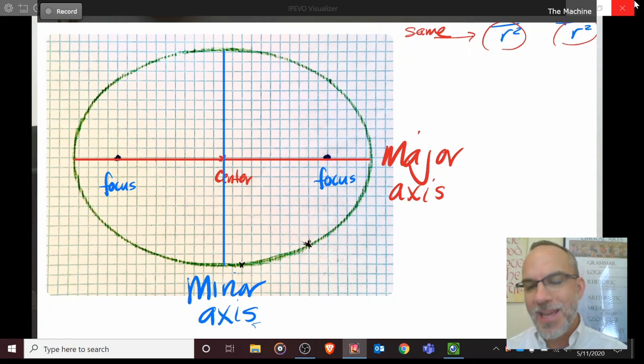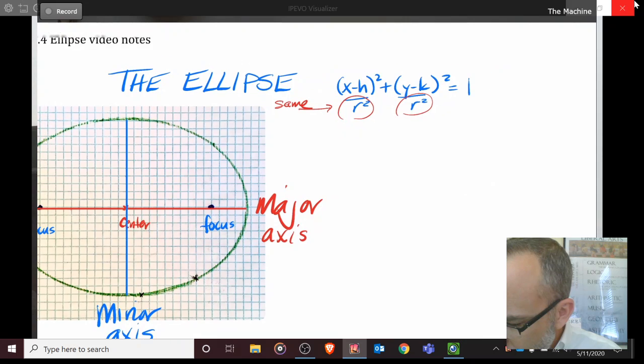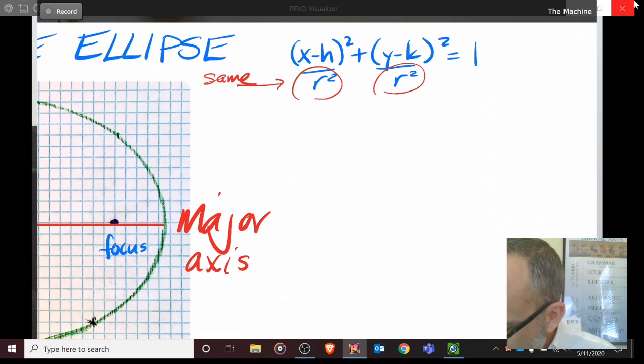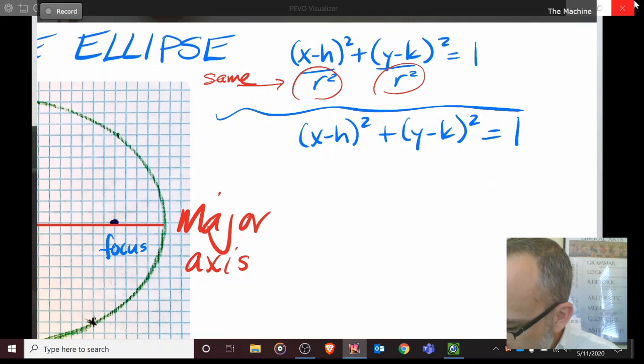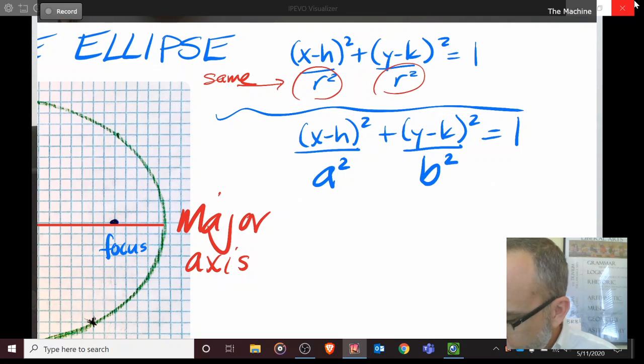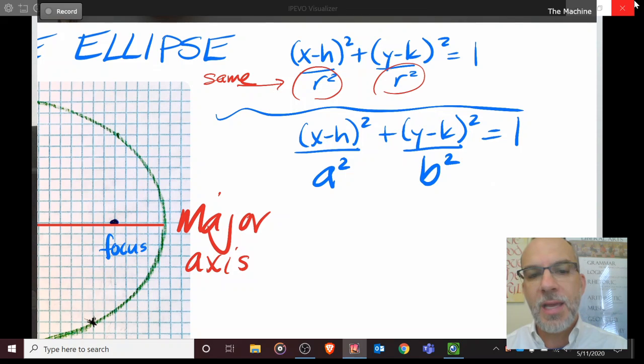Not the same. So when you do the equation for an ellipse, it looks very similar to this equation for the circle that we've got here, except the following. It's going to be (x minus h) squared plus (y minus k) squared equals 1, but now it's going to be divided by two different things. We'll call the first thing an a squared and the other one a b squared. Not the same. That means your distance left to right is not the same as your distance top to bottom, and that will give you then an ellipse.